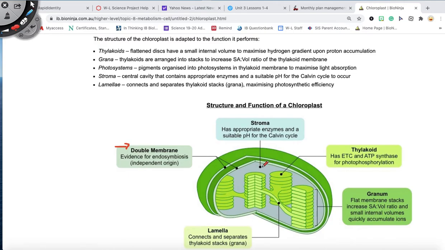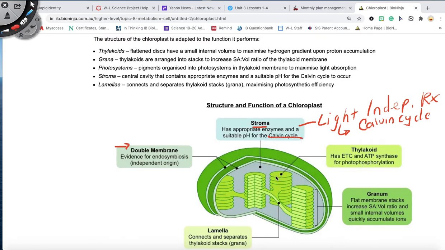We have the stroma, which is the internal fluid of the chloroplast. But something very important indeed does happen in the stroma, and that's the light-independent reaction. And within the light-independent reaction, we have the Calvin cycle, which we will talk about in other video lessons.